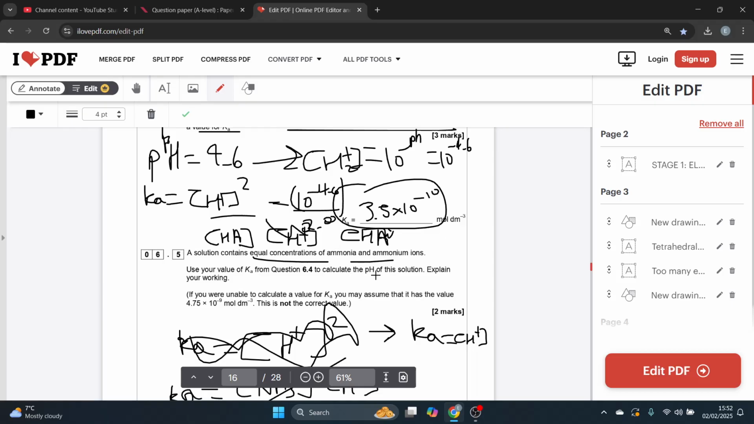Find the pH. Minus log 10 of Ka equals minus log 10 of H plus. Therefore, the pH is just going to be minus log 10 of Ka. So minus log 10 of 3.5 times 10 to the power minus 10, 9.46.